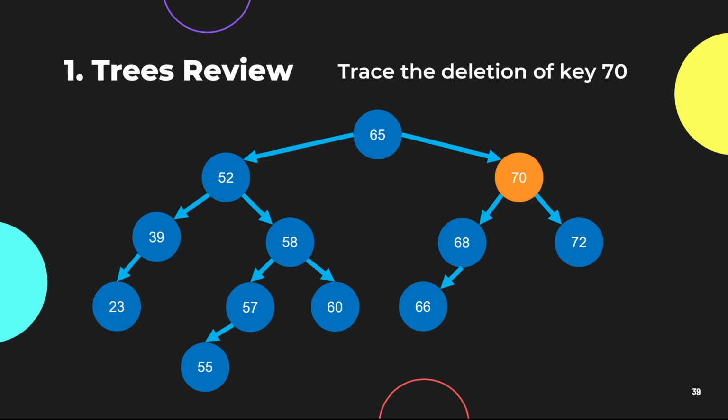Actually, don't we replace it with the successor of the node, that is 72? If you replace with the successor, 72 comes to the position of 70, and the rest of it stays as is. Then what happens if 72 becomes here? Then 68 and 66 stay where they are.